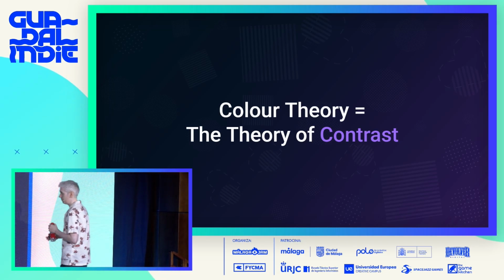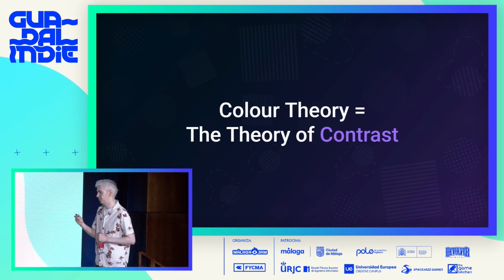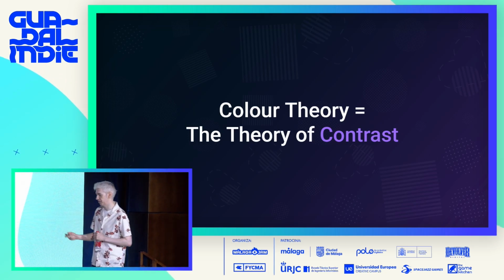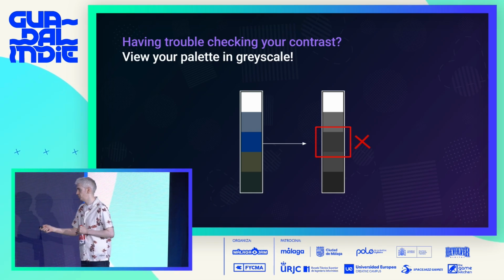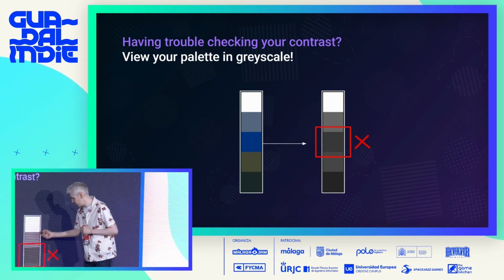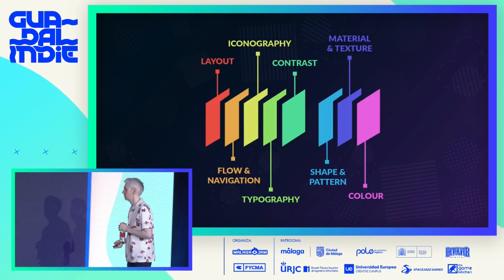So essentially, a lot of people will talk about color theory, but it's actually the theory of contrast. It's not just about color, it's about contrast. That's the most important bit of color. And if you're having trouble checking your contrast, you can also flip it back to grayscale and check it there. So if that's darker than that, then you know that's not going to work.